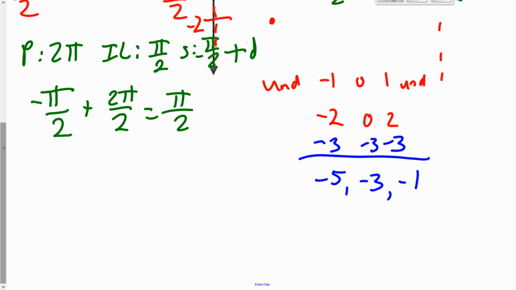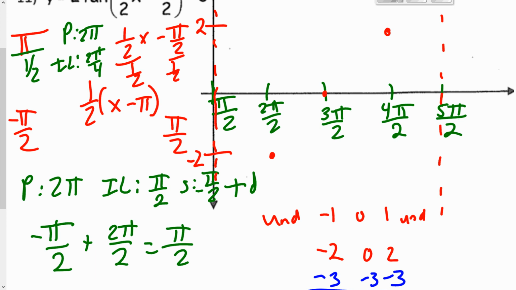So we're going to come back, we're going to change these. This becomes negative 1, negative 3, and negative 5. And then our graph looks something like a cubic. Something like that. Okay.